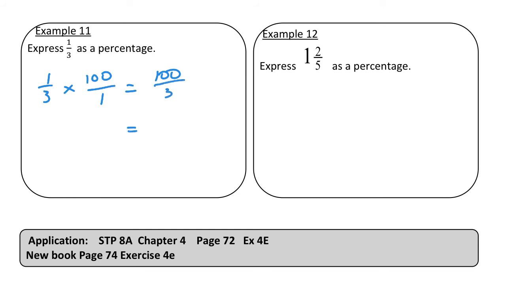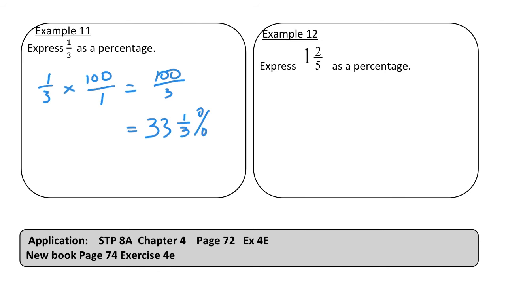What we've got is a top-heavy fraction, so to change it into a mixed number, we see how many 3's go into 100, and that's going to be 33 with 1 left over, so that's 33 and a third. There's no surprises there, hopefully, and that's a percent.